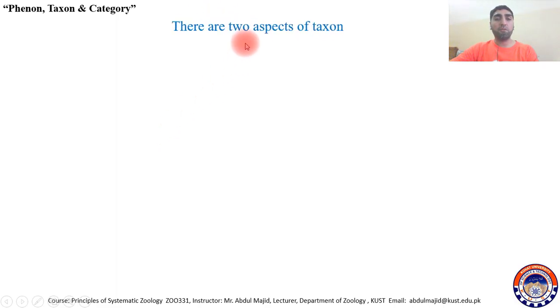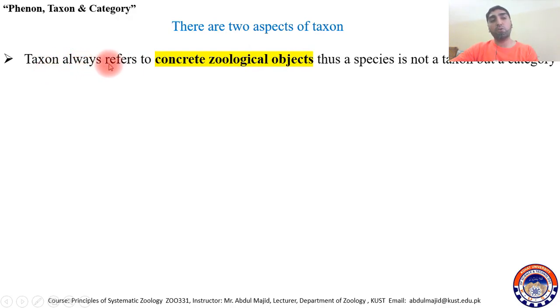Now there are two aspects of taxon. Number one, taxon always refers to concrete zoological objects. So keep this in mind, that taxon always refers to concrete zoological objects, actual real zoological objects. Thus a species is not a taxon. So now, the word species is not a taxon. It is a category. But for example, Homo sapiens or a human being or a bird, it is a taxon. But species is not a taxon. Species is actually a category which shows the rank of that animal.